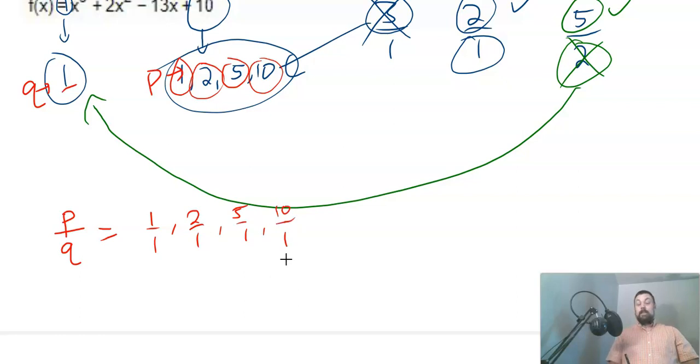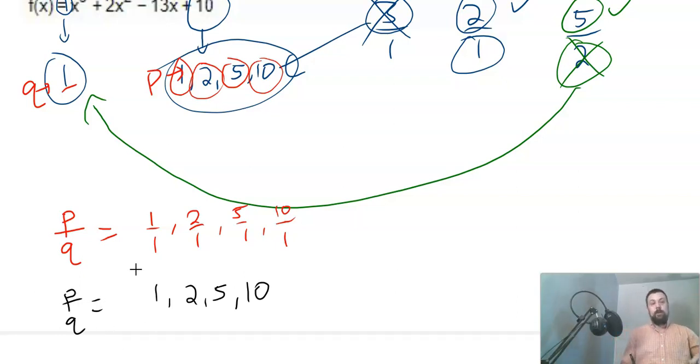And that's it. That's every possible combination of a value of P divided by a value of Q. Of course, dividing by 1 just means these revert back to the original values, right? So 1 divided by 1 is just 1, 2 divided by 1 is 2, etc. And so we just get 1, 2, 5, and 10 again as our list of values that could possibly be zeros of this polynomial.